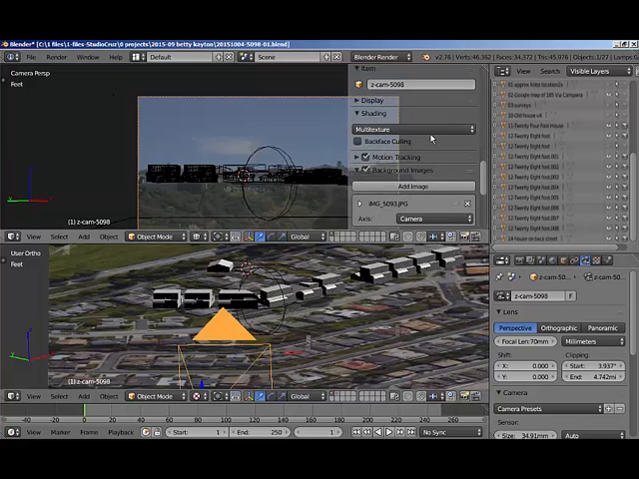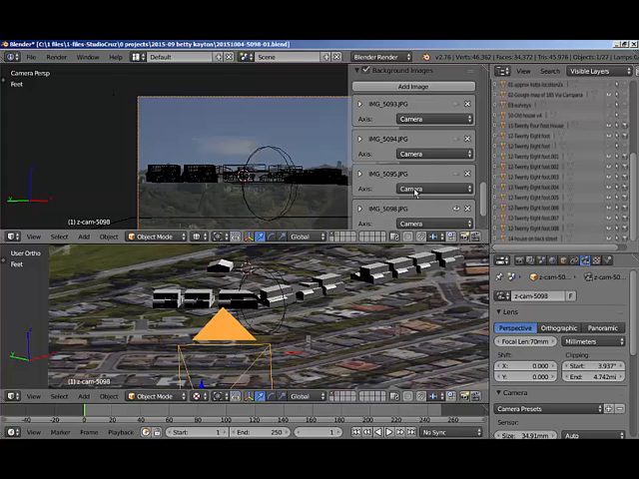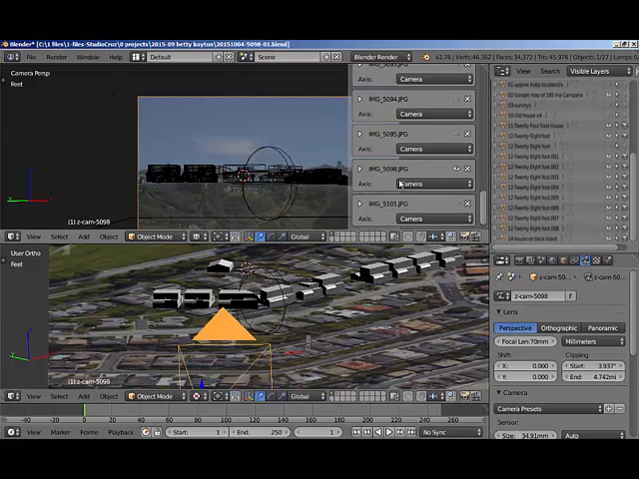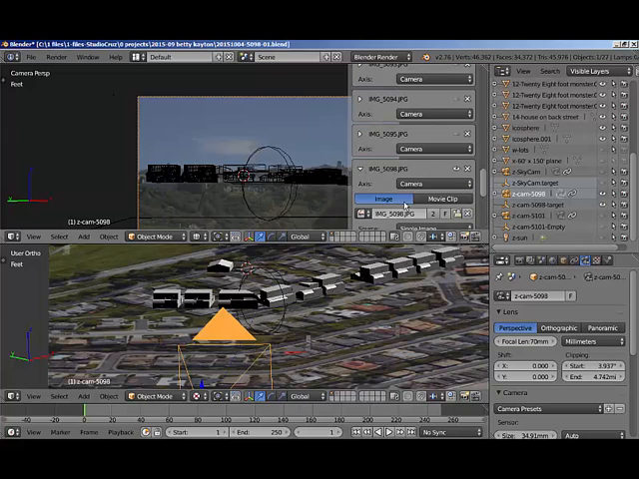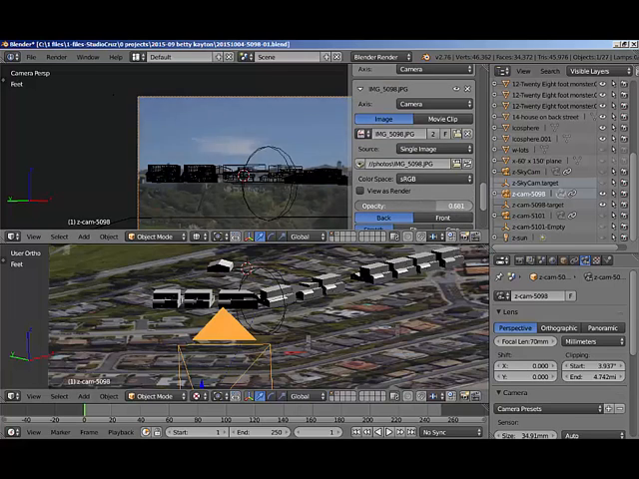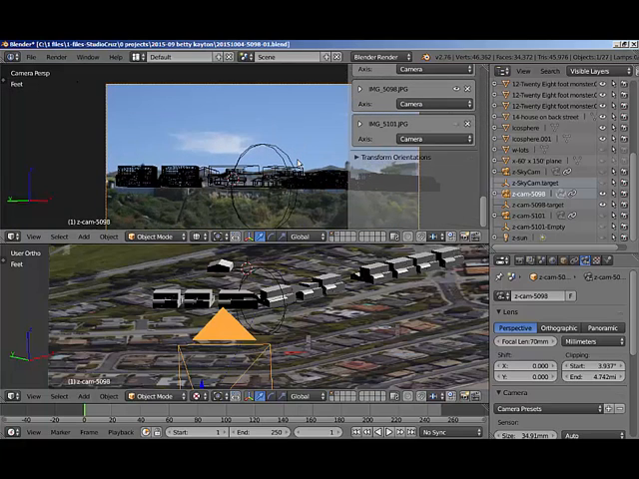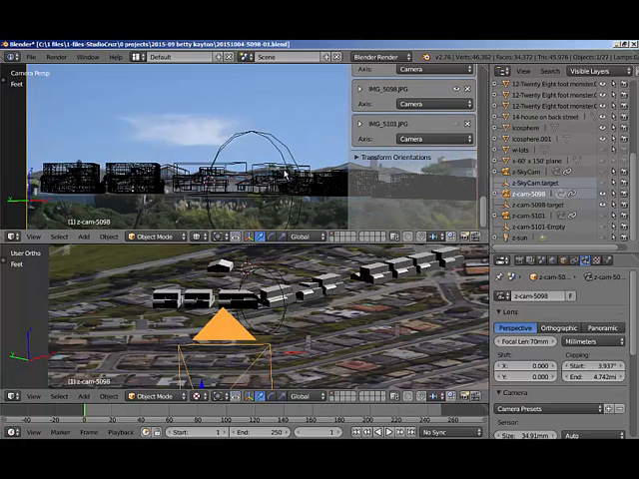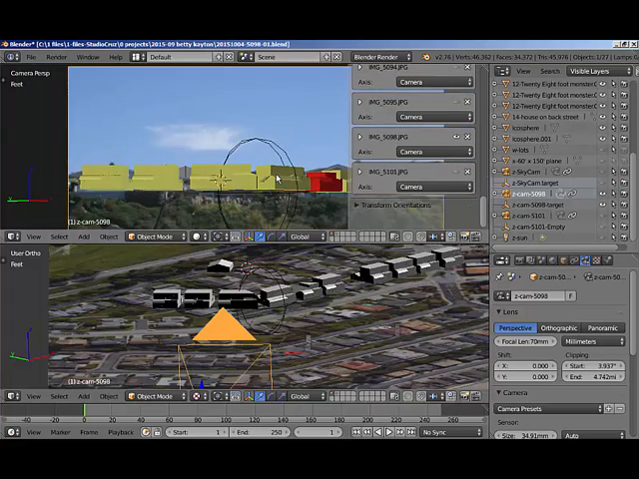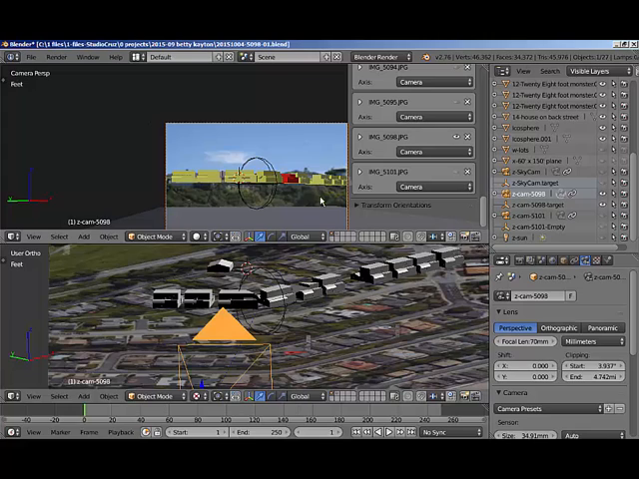So let's look at background images. 5098, this has the eye icon next to it. Let's increase the opacity so that it's a little clearer. And we can see in 5098 the houses in their correct positions. Let's look at them in shaded mode. And this is how the render would be taken.